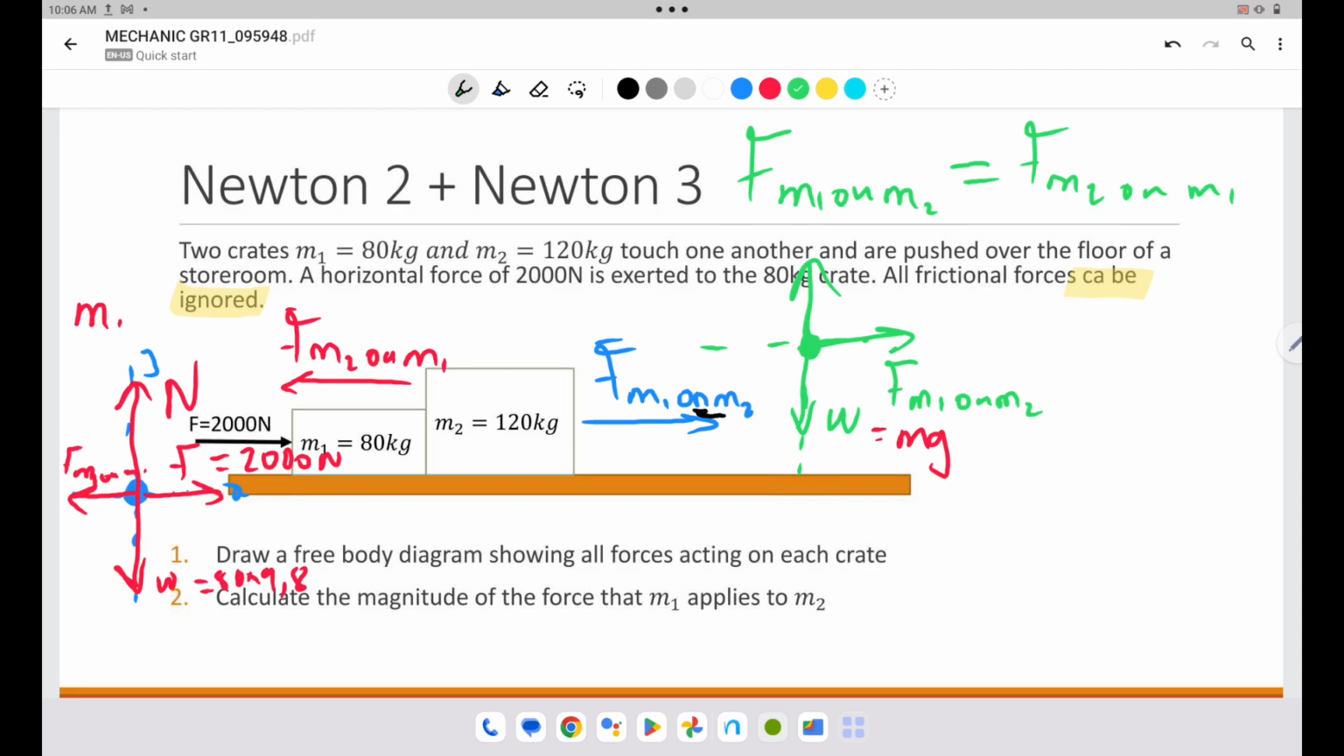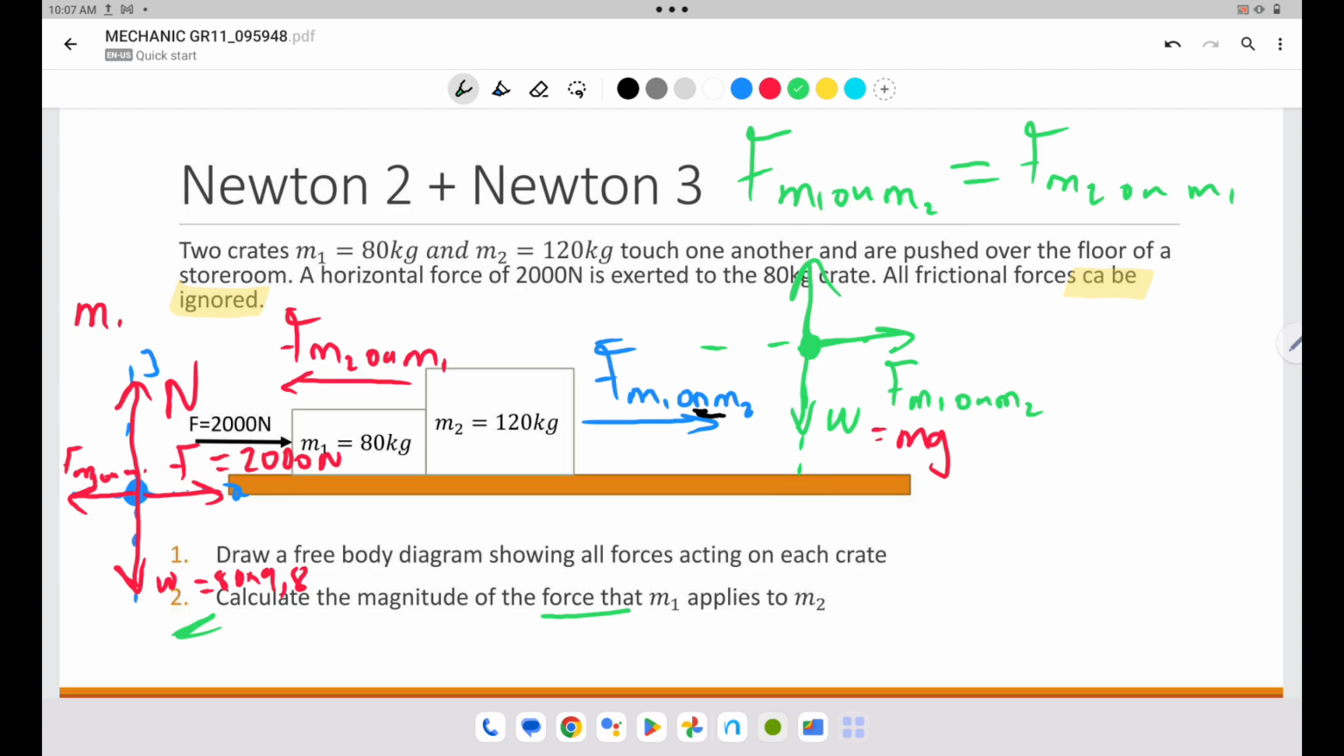Remember, before we even get to the second question, remember what I said in the previous lesson: when you have two bodies, expect to generate two equations and solve them simultaneously. Okay, so the second question says calculate the magnitude of the force. So we are looking for a force there.